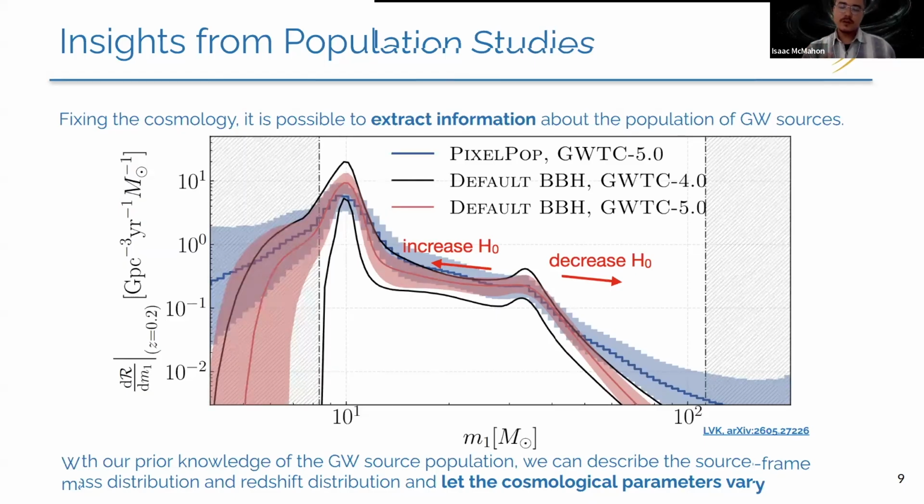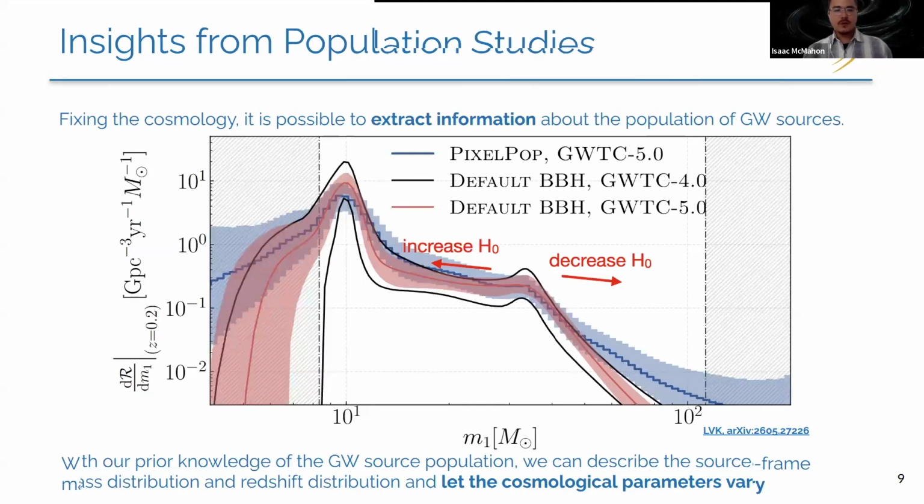But if you change the cosmology, this shape actually changes, even if all of the GW data is the same. So for example, if you increase the value of the Hubble constant that you fix, all of these peaks move to the left. If you decrease the value of H naught that you fix, then all of these peaks move to the right. Now, using this insight, we can actually flip it. If you unfix the cosmology now and you let H naught be a free parameter, you can then get a measurement for the Hubble constant that is jointly inferred with all of the population parameters.